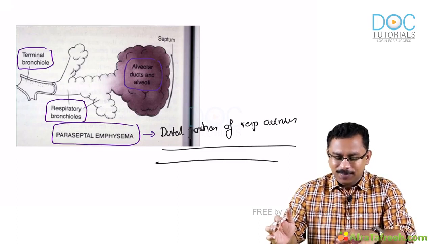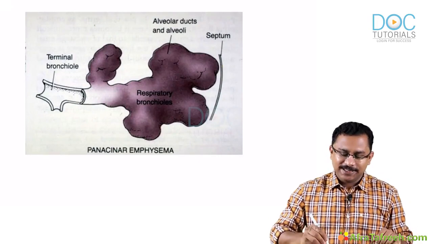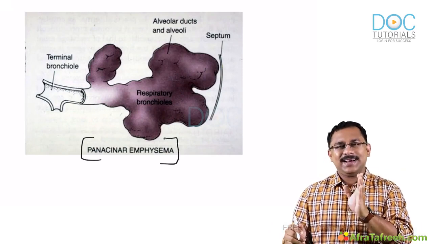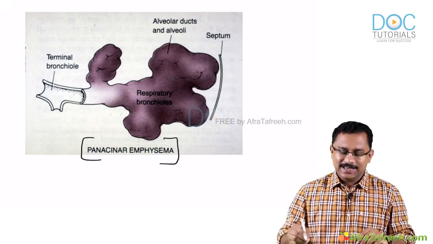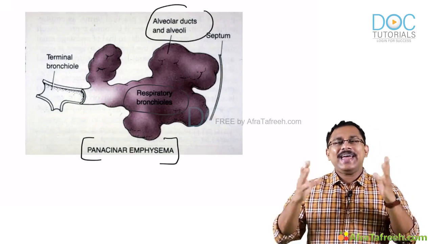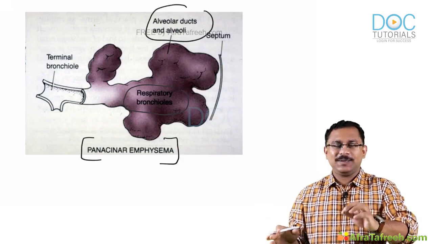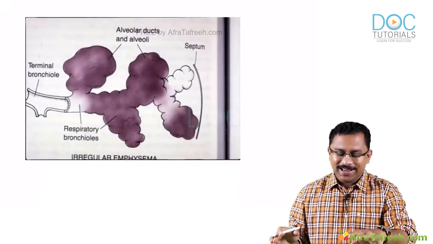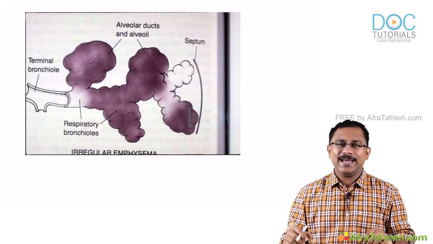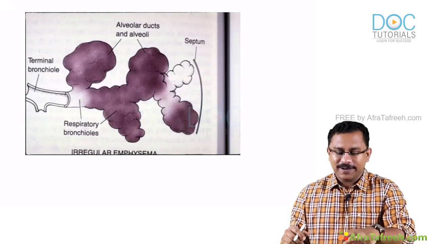So the next subtype is a pan-acinar emphysema. Okay, a pan-acinar emphysema. Pan-acinar, which means entire acinus, which means your respiratory bronchioles, your alveolar ducts, the alveoli, everything becomes dilated. Okay, that is a pan-acinar emphysema. And sometimes you can have an irregular type of dilatation, that is what you call an irregular type of emphysema. Okay, so these are the subtypes of emphysema.